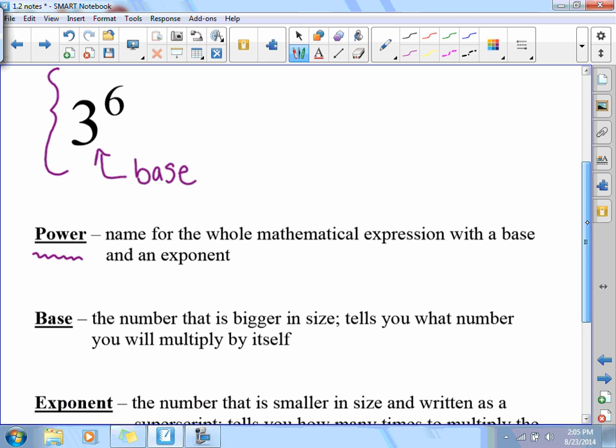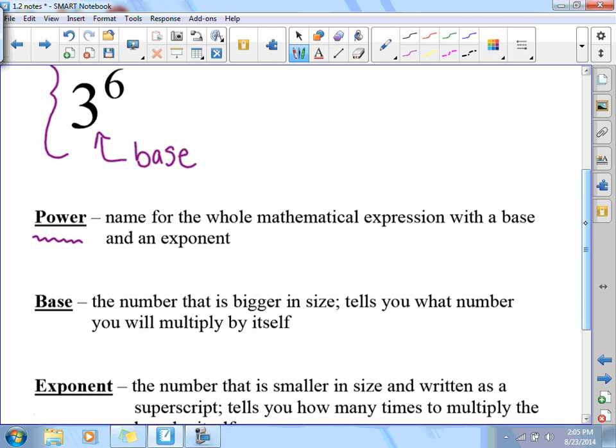And the exponent is the smaller number that's written as a superscript, and it's smaller in size, and it tells you how many times you're going to multiply the base by itself. So again, this whole expression is called the power.